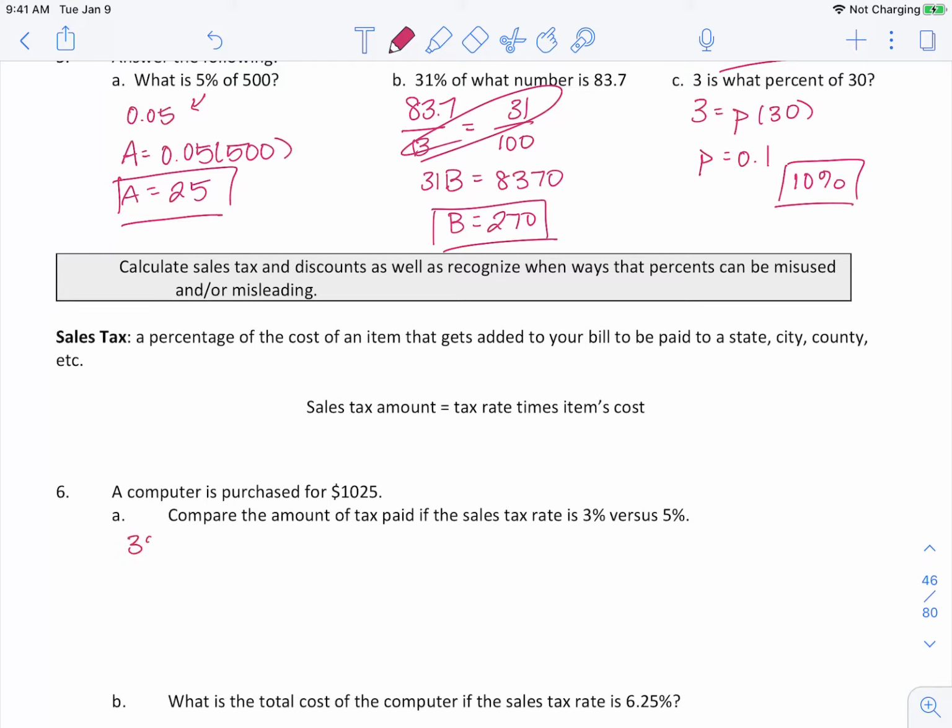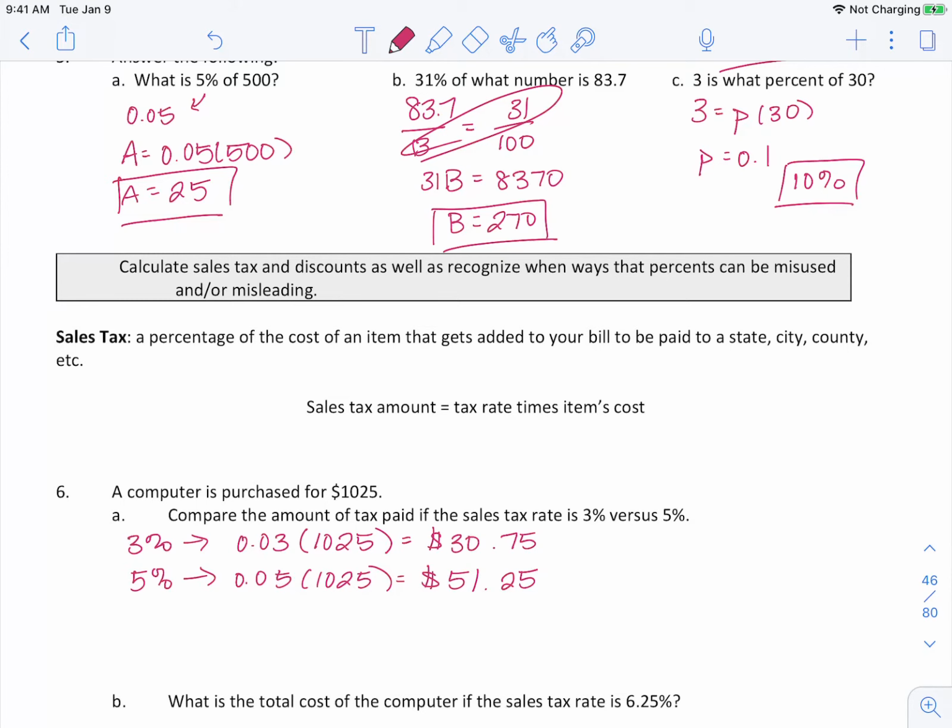So for 3%, we do 0.03 times 1,025, which gives us $30.75. For 5%, we do 0.05 times 1,025, and that gives us sales tax of $51.25.